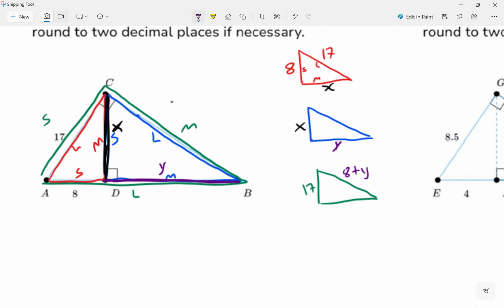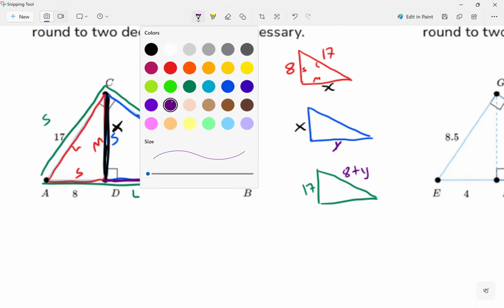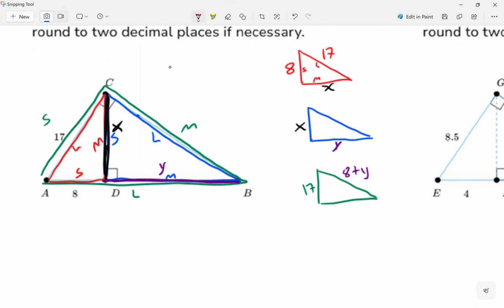So let's see, what can I do? Couple things here. I can solve for x easily using the red triangle. I can solve for x by using the Pythagorean theorem. Every time I have a right triangle, I can solve for the third side.